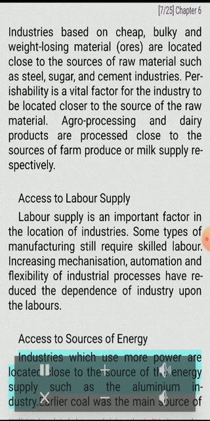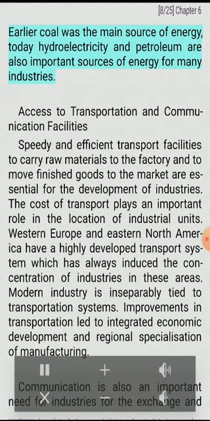Access to sources of energy. Industries which use more power are located close to the source of the energy supply, such as the aluminium industry. Earlier, coal was the main source of energy. Today, hydroelectricity and petroleum are also important sources of energy for many industries.